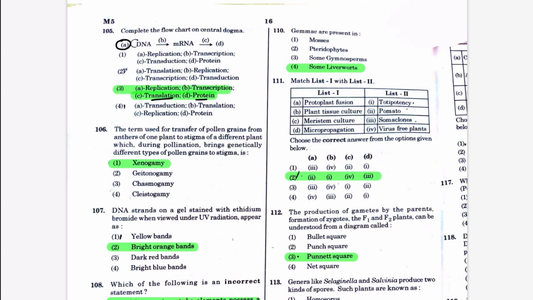For 106, they are asking you the term used for the transfer of pollen grains from anthers of one plant to the stigma of a different plant. So it has to be xenogamy, okay, during pollination, which brings genetically different types of pollen grains to the stigma. So obviously it is xenogamy, right?